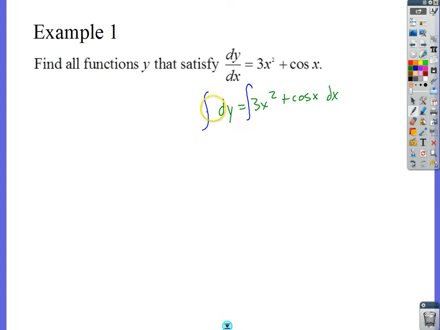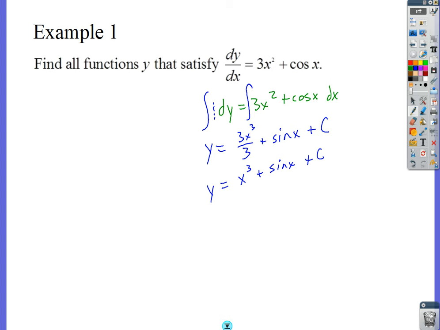And remember, when there's nothing over here, the antiderivative of 1 dy is y. And then I take the antiderivative of this. What function gives me the derivative of 3x squared? Well, it's going to be 3x cubed over 3. Plus, what derivative gives me cosine? Oh, sine. Plus, don't forget the c. Great. I go ahead and simplify, and y is equal to x cubed plus sine x plus c. Always a c.